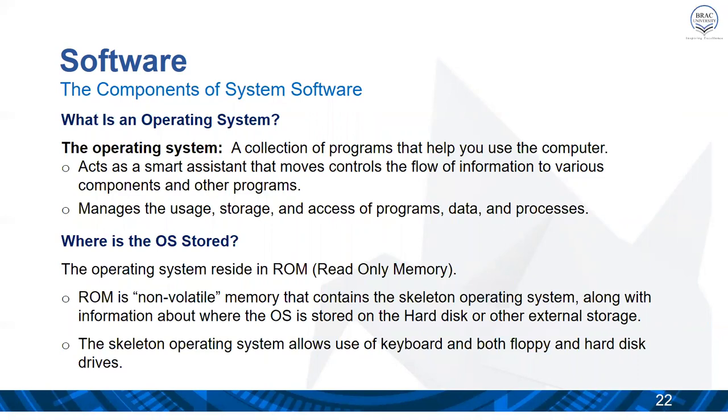Actually, where does the OS reside or get stored? So the operating system resides in ROM, read-only memory, right? Which is the secondary memory. So ROM is non-volatile memory that contains the operating system. And the operating system allows use of the keyboard, both floppy and hard disk drives.